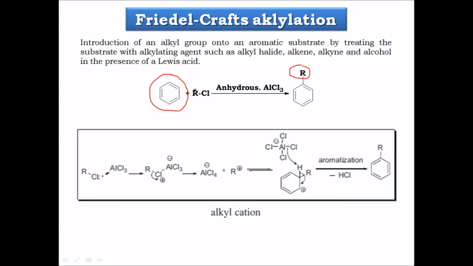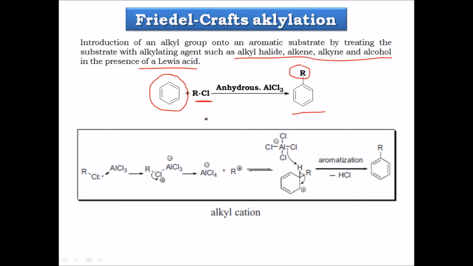And to replace this, we can use any reagent, for example it can be alkyl halide, or it can be alkene, or alkyne, or alcohol in the presence of Lewis acid. Now which is the intermediate involved in this reaction? Let me take that. At first, in the Friedel-Crafts alkylation, we start with the benzene aromatic compound. On reaction with alkyl halide, it can be any one, alkene, alkyne, or alcohol, in the presence of the Lewis catalyst anhydrous aluminum chloride, results in formation of alkyl arene.